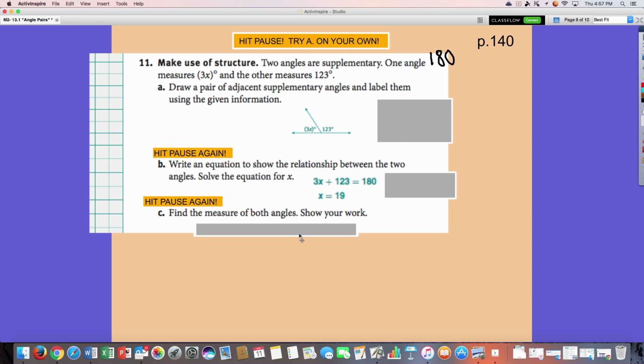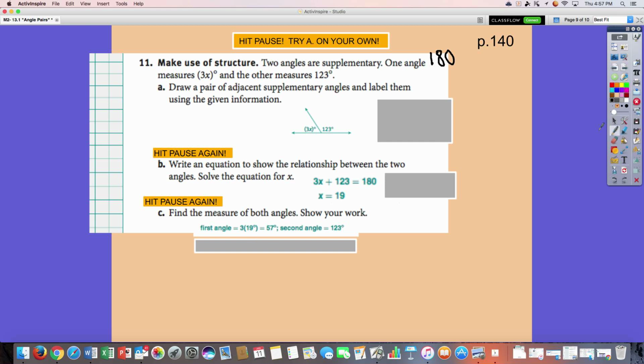Hey, welcome back. The first angle, 3 times 19, is 57 degrees. So this angle up top right here is 57. And this angle right here, 123, that's the one they gave us. Those two angles together equal 180, because that's the definition of supplementary. Let's do some more.